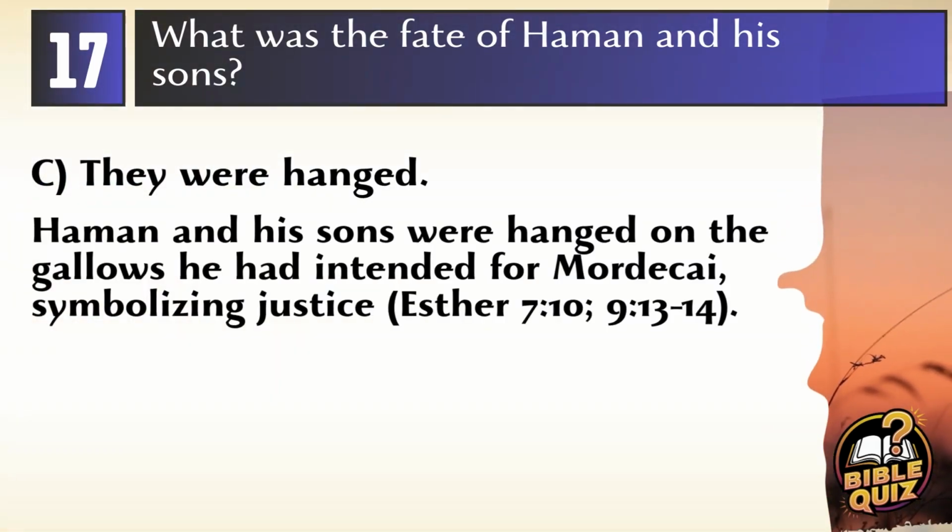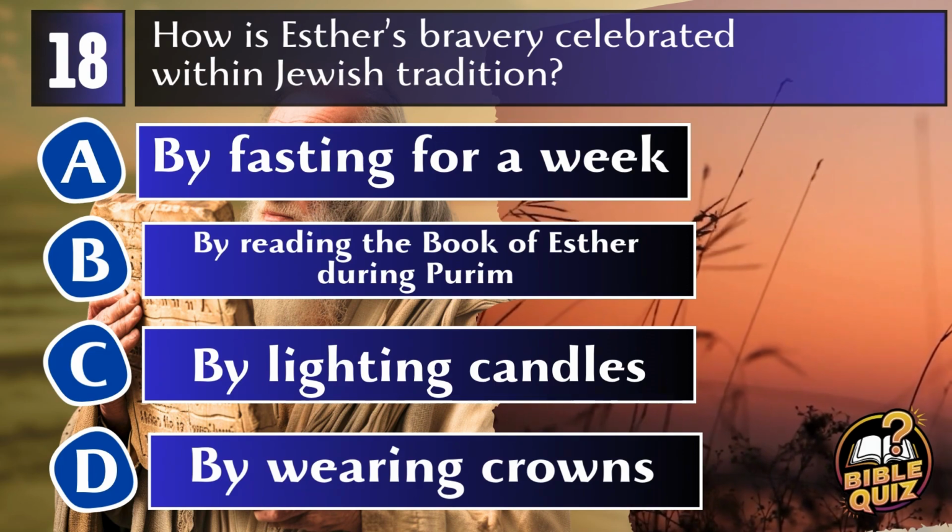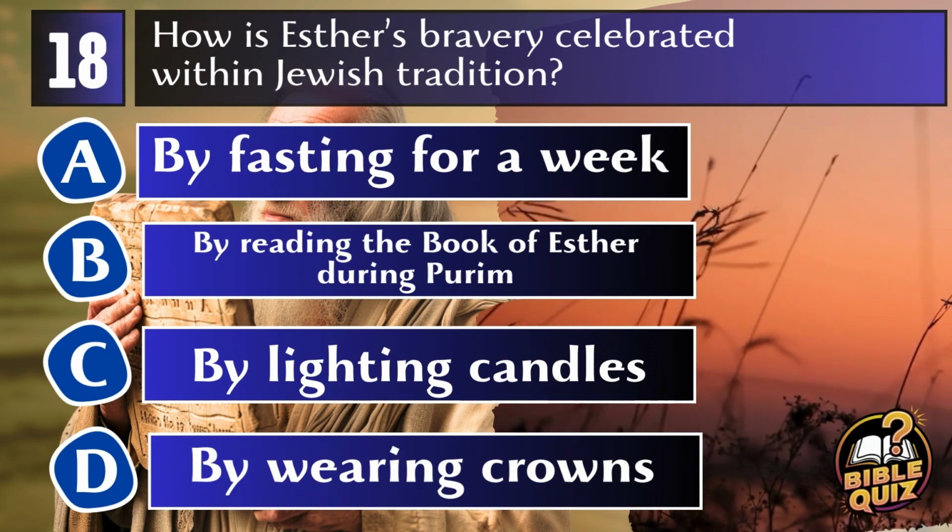Answer C. They were hanged. Haman and his 10 sons were hanged on the gallows that Haman had originally prepared for Mordecai. This act of justice was pivotal in the story and celebrated during Purim. Esther 7:10, 9:13-14. Question 18. How is Esther's bravery celebrated within Jewish tradition?